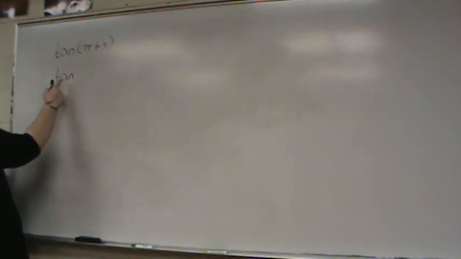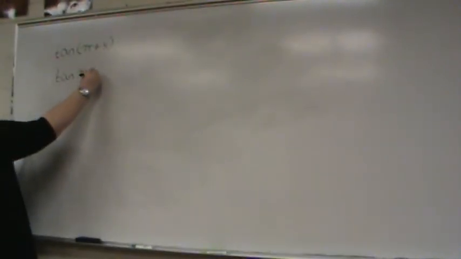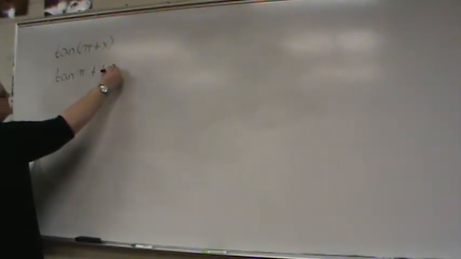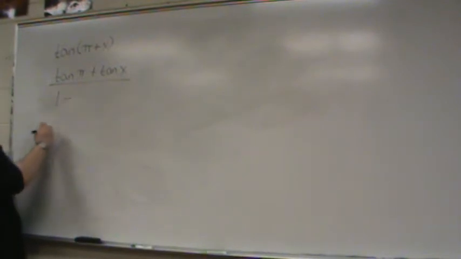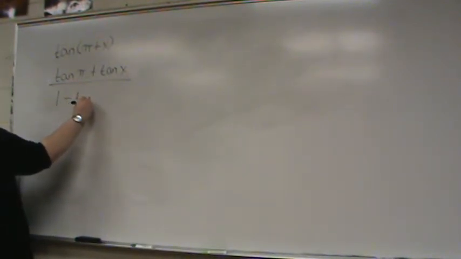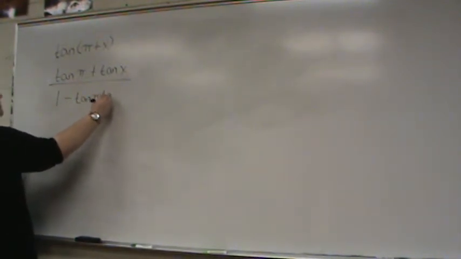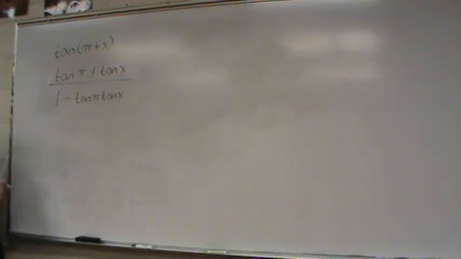Tangent x plus tangent y. So tangent of our first angle pi, plus tangent of our second angle, which is x, all over 1 minus tangent pi times tangent x.